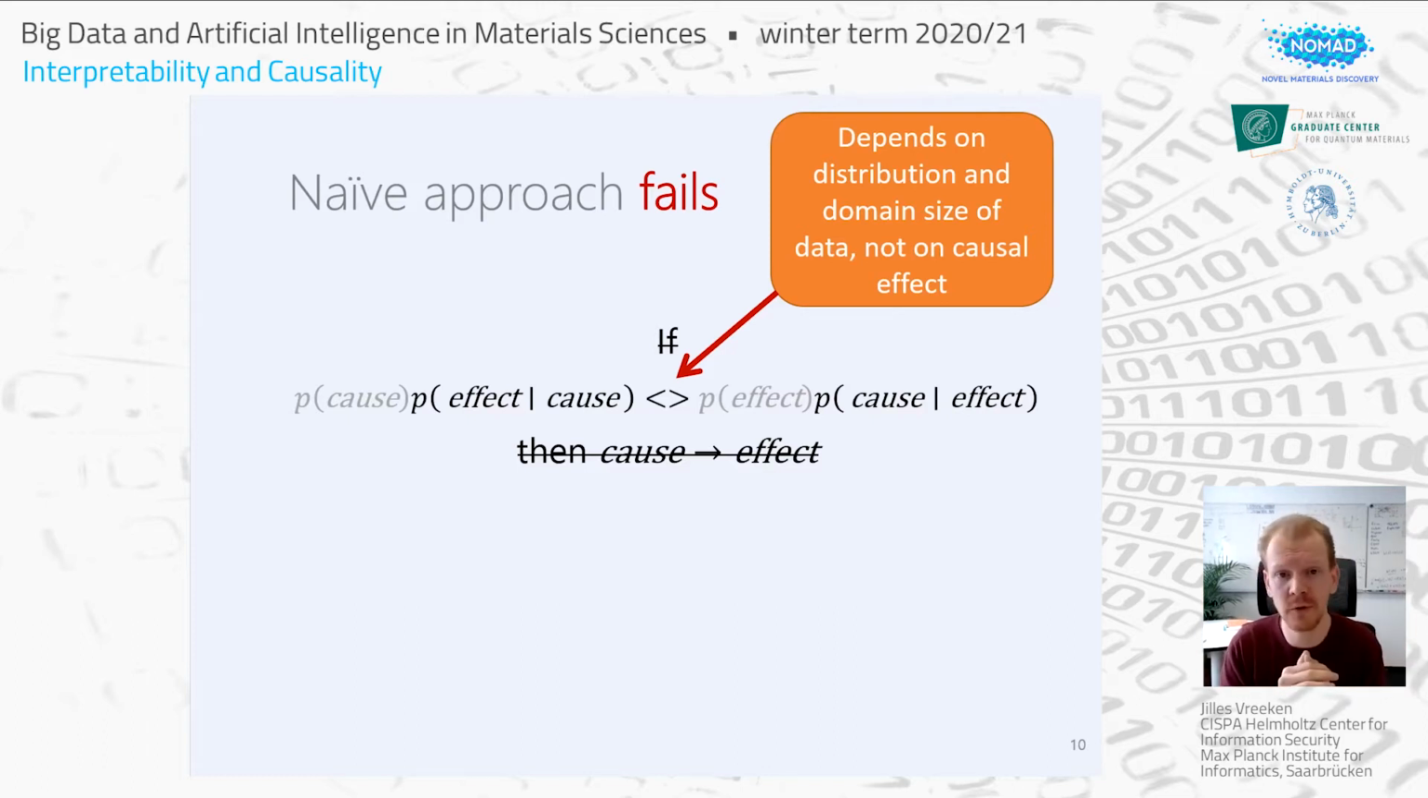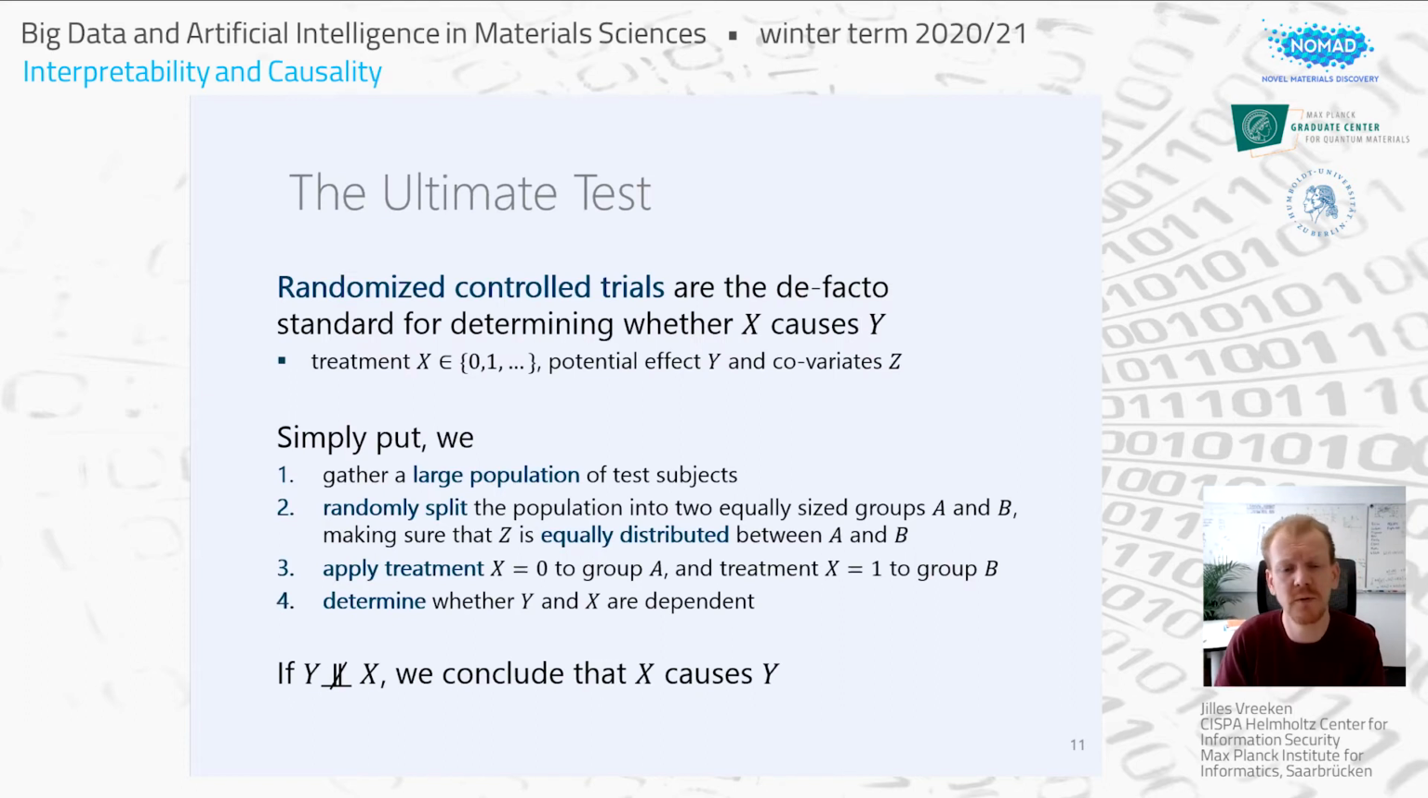You can play this game a number of times more. I'm not going to go into that, because all of them in the end fail. There is one gold standard accepted way to determine cause and effect in statistics. This goes all the way back to Ronald Fisher in the early 1900s. The ultimate test is that of a randomized controlled trial. It's the de facto standard. The idea is that we have some postulated cause X and a postulated effect Y. We want to see: does X cause Y or not? And if so, how strongly?